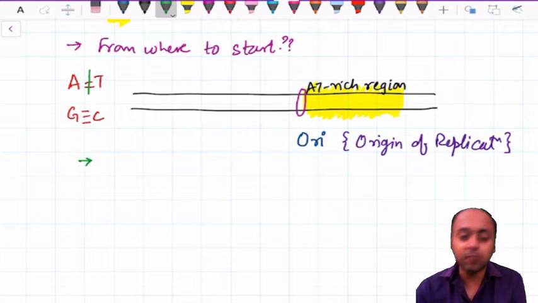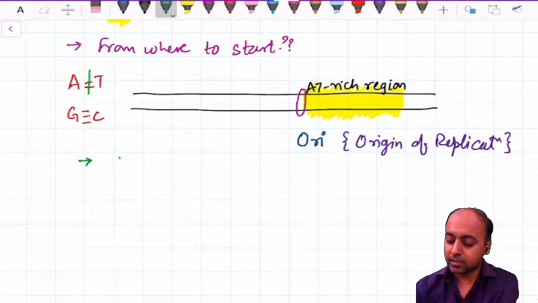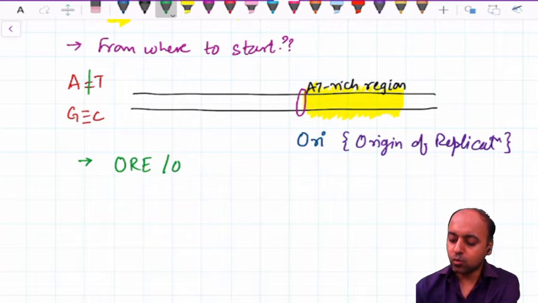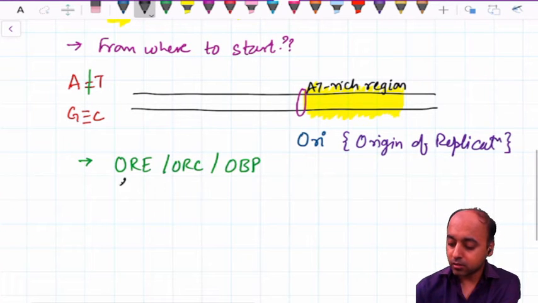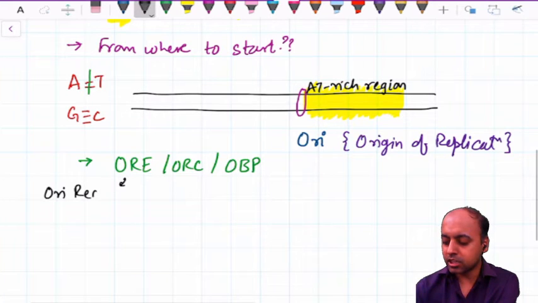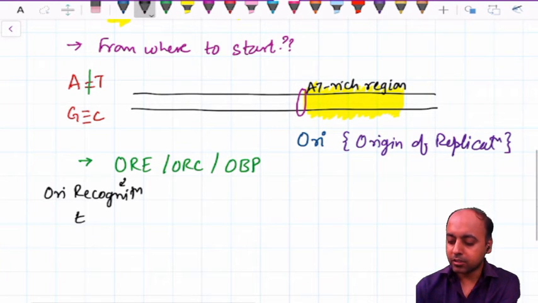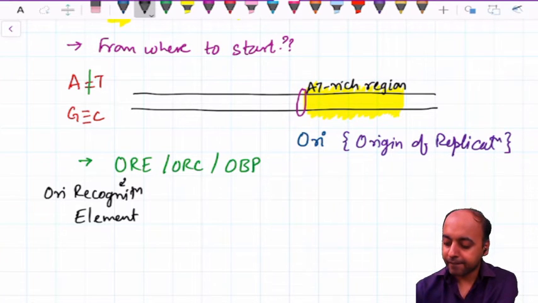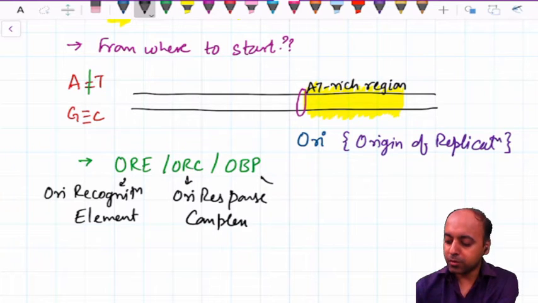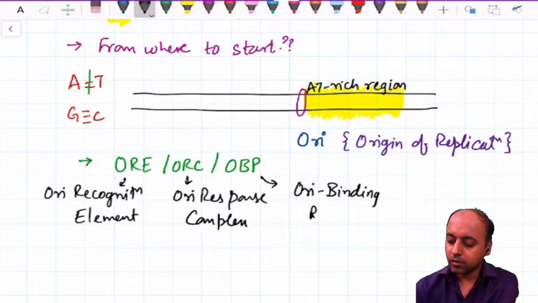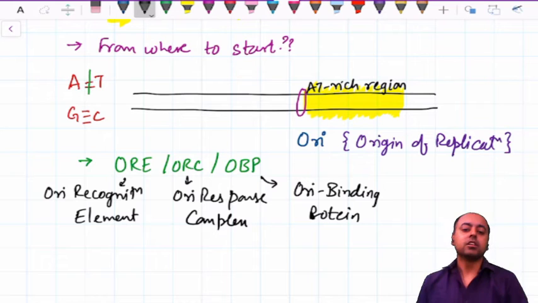At ORI certain proteins will come and get attached, typically known as ORE, ORC, or OBP. They are similar names. ORE is the ORI recognition element. ORC stands for the ORI response complex, and OBP stands for the ORI binding protein. For your purpose you can consider them to be similar: the ORE, ORC, OBP.